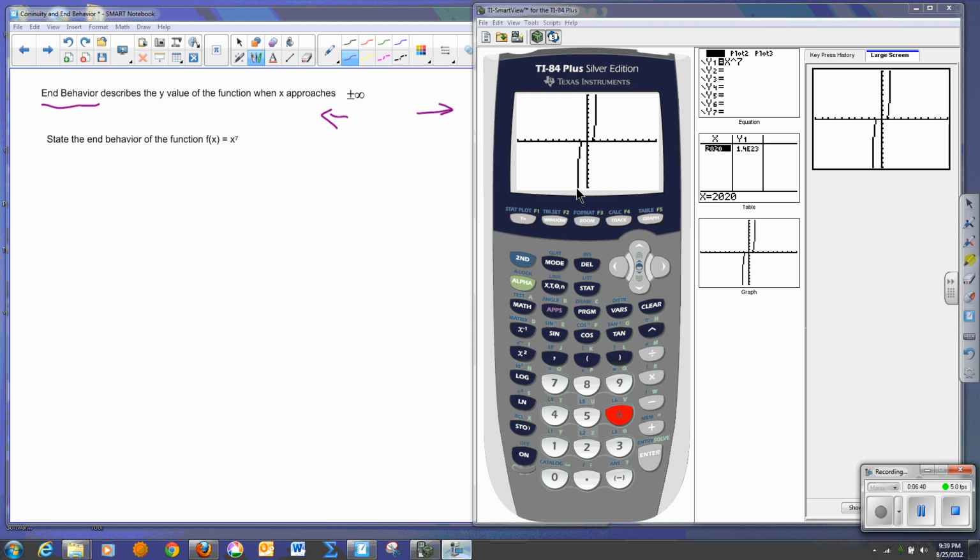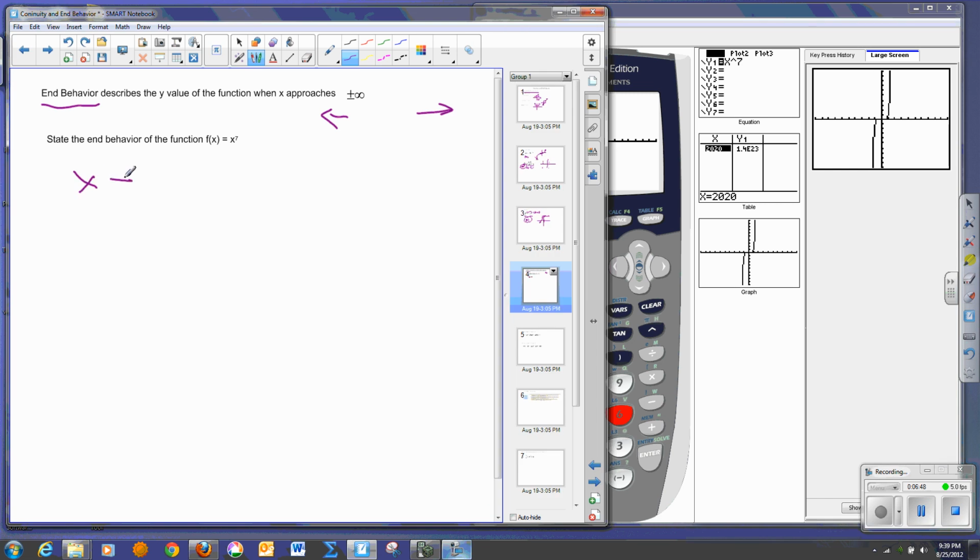So in order to state the end behavior, we do so as follows. We say, as x goes to infinity of the positive type, we could say f of x, or for that matter, we could say y, doesn't really matter, goes to positive infinity. That's one part of describing the end behavior.